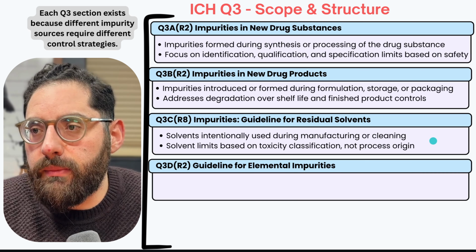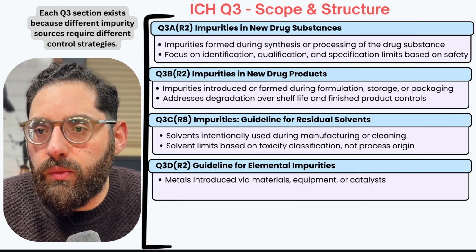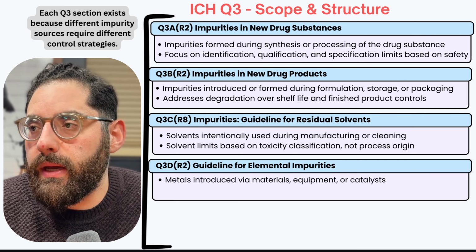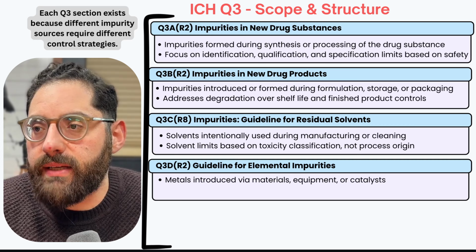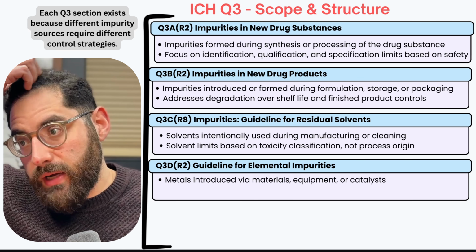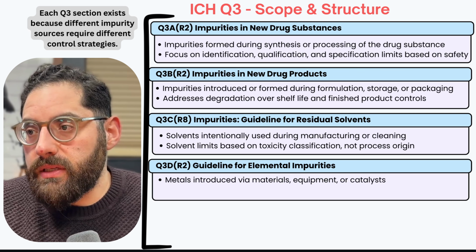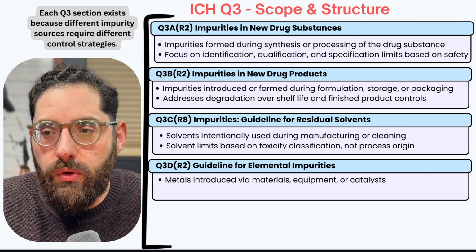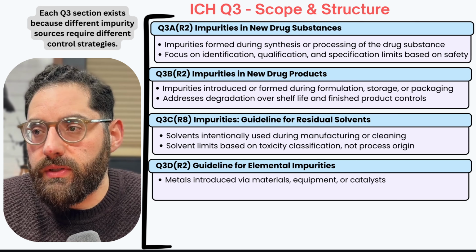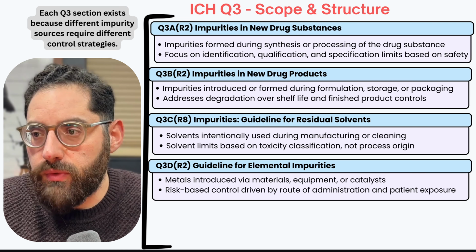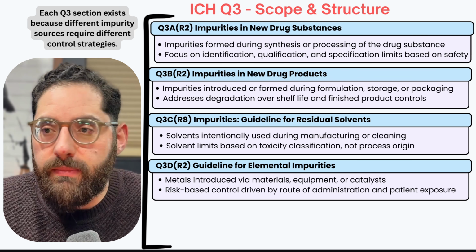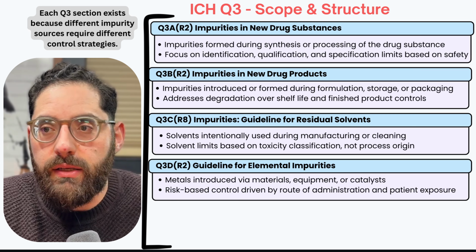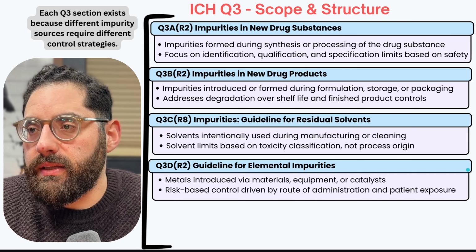Q3D focuses on elemental impurities. In practical terms, we're mostly talking about metals here that come through, via equipment or materials used or contacted in the manufacturing process. And different from some of the organic impurities that we talked about previously, metals don't degrade or disappear over time. And because of that, Q3D is risk-based and driven by the route of administration of the product. And essentially different materials have different risks depending on how the product is used, given that it doesn't degrade.